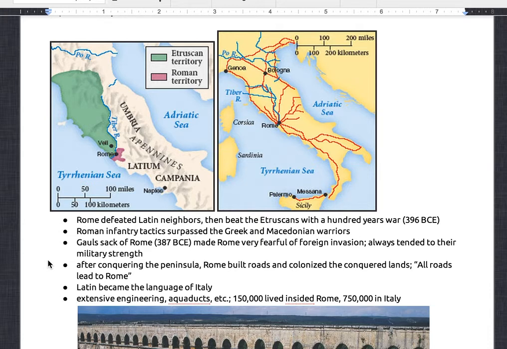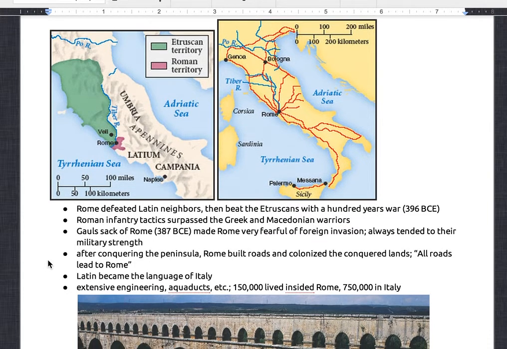And again, this is what historians think, piecing the past together. So this is our best guess about that. But it's probably true, because we do know how successful militarily Rome becomes.